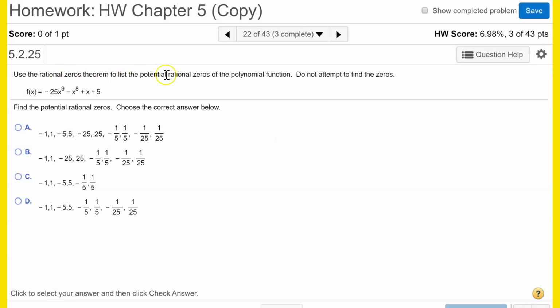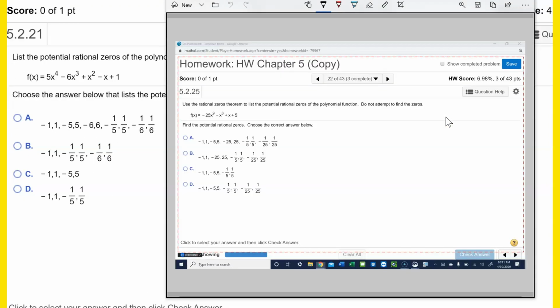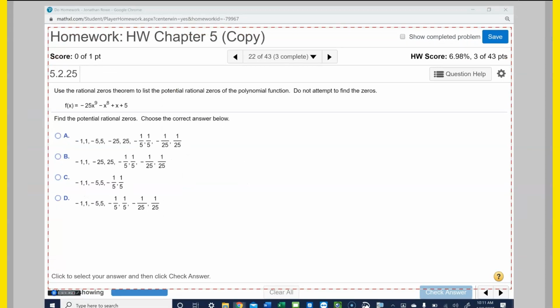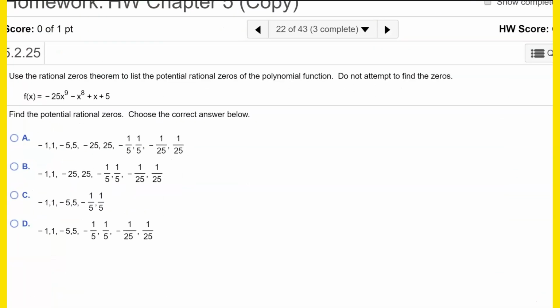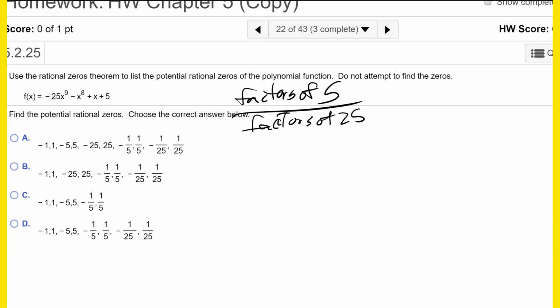All right, use the rational root theorem to list the potential rational zeros, so it's the same kind of problem. Okay, once again, it's going to be the factors of 5 here over the factors of 25. Don't worry about the 25 being negative. That doesn't matter because they can all be positive or negative anyway. So what are the factors of 5? 1 and 5.